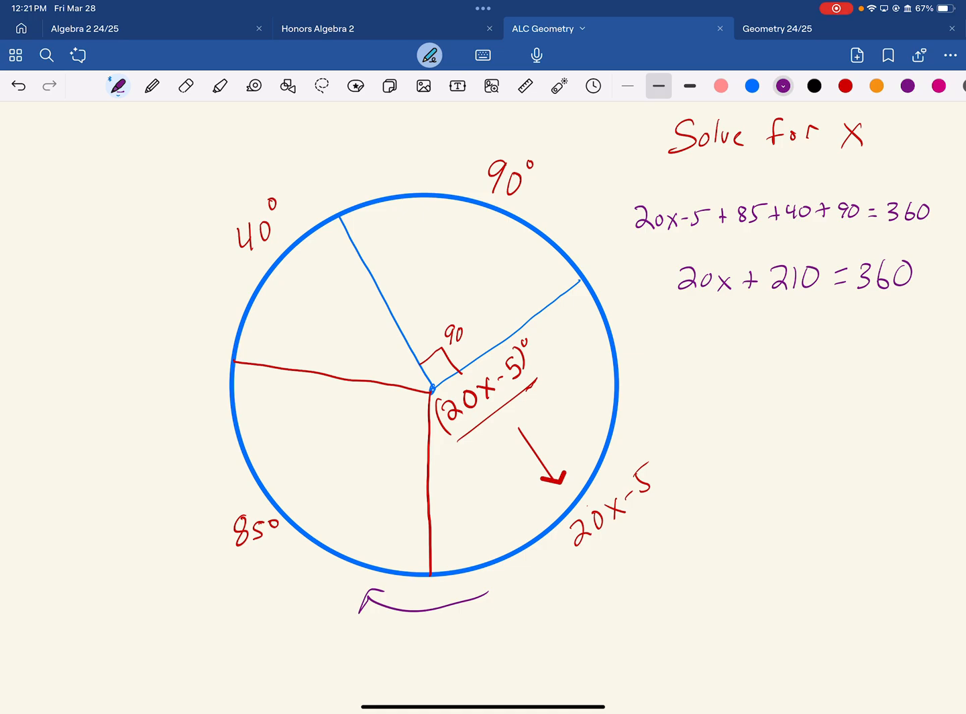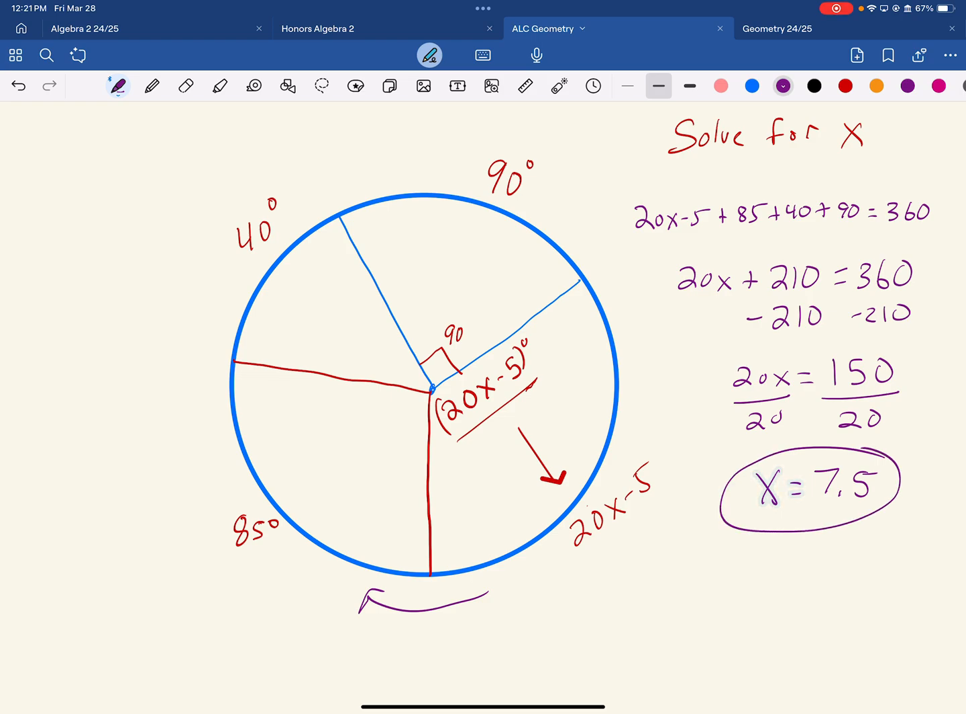By subtracting the non-variable. Okay, so subtract 210 from both sides. So that's 20x equals 150. Divided by 20. We ask Siri, hey Siri, what's 150 divided by 20? 150 divided by 20 is 7.5. Decimals are okay. We've now found the value of x.